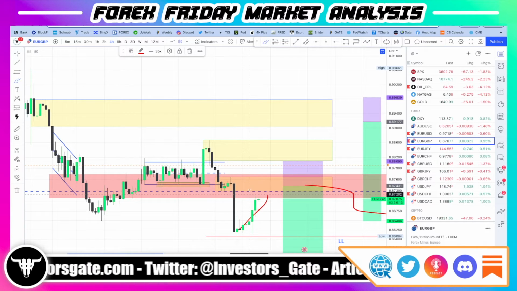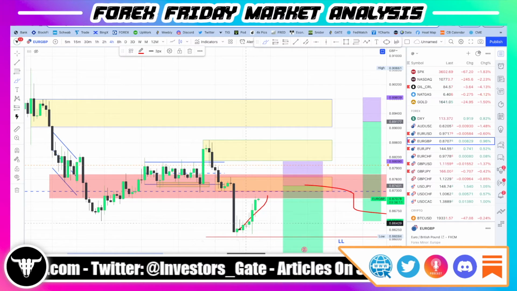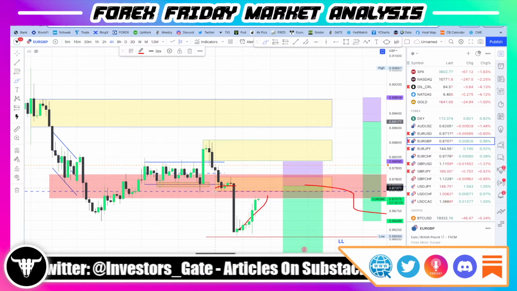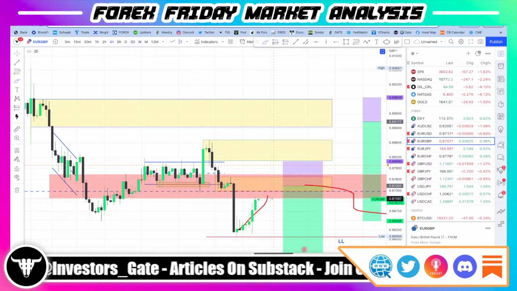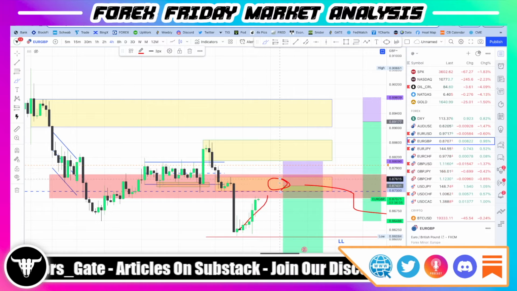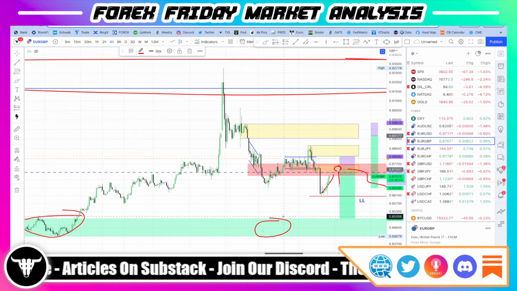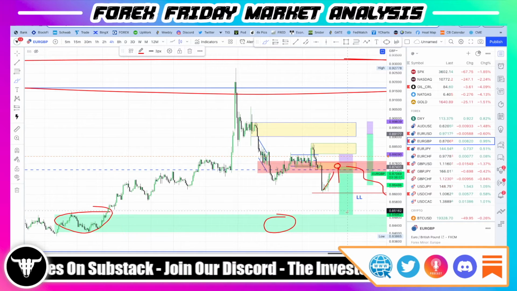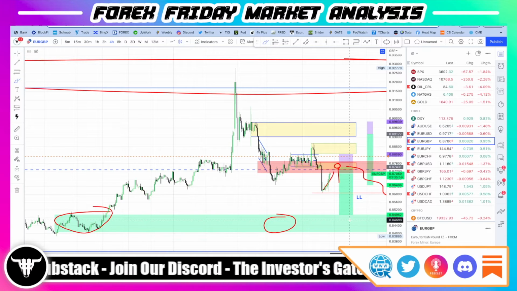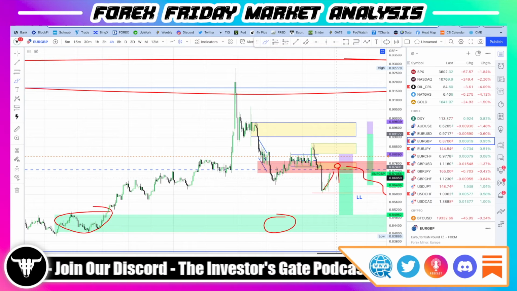We had this impulse down to create this 4-hour supply, and we're now retracing, looking like we're filling a lot of this imbalance. So again, just looking for some sort of reversal in this area and then a continuation all the way to this higher time frame demand. All right, moving on.